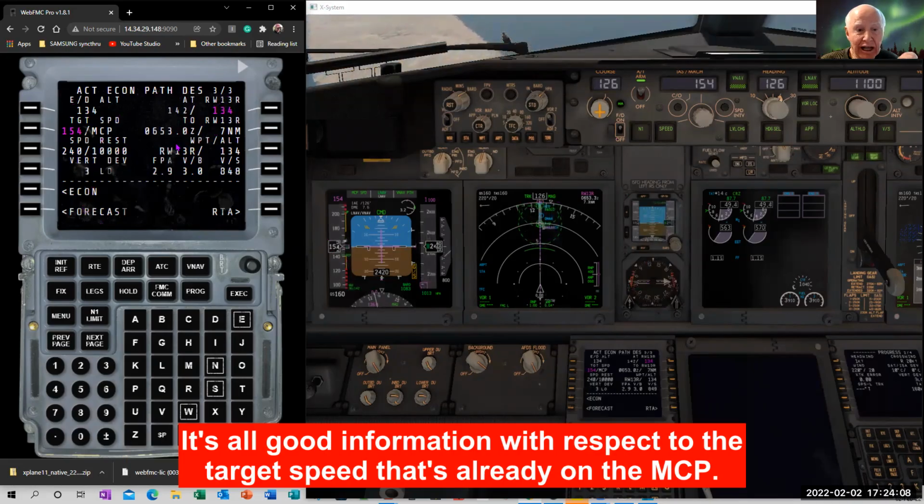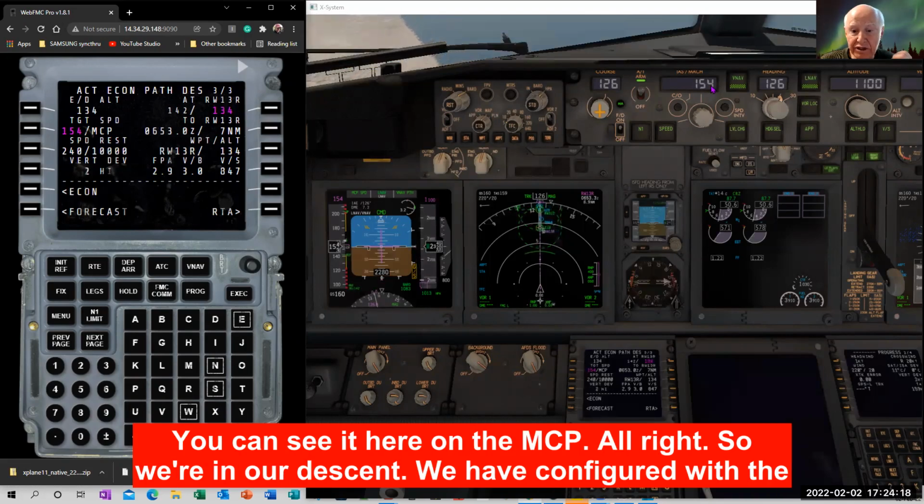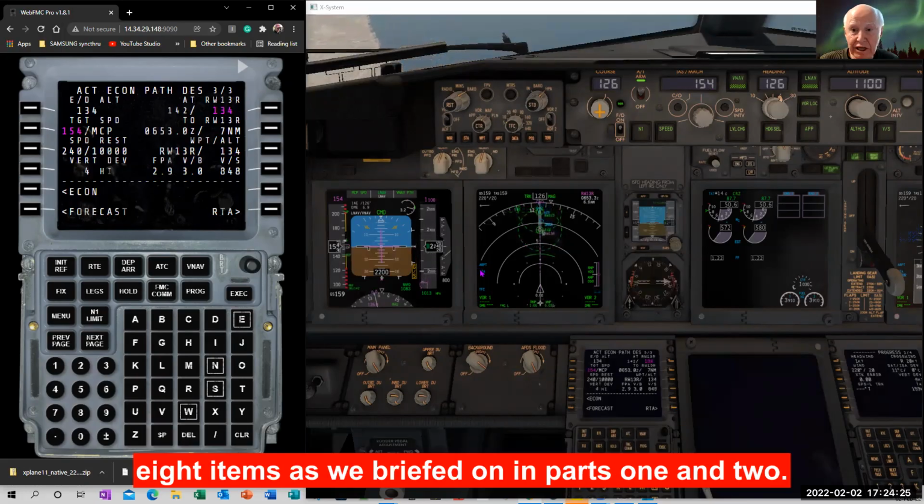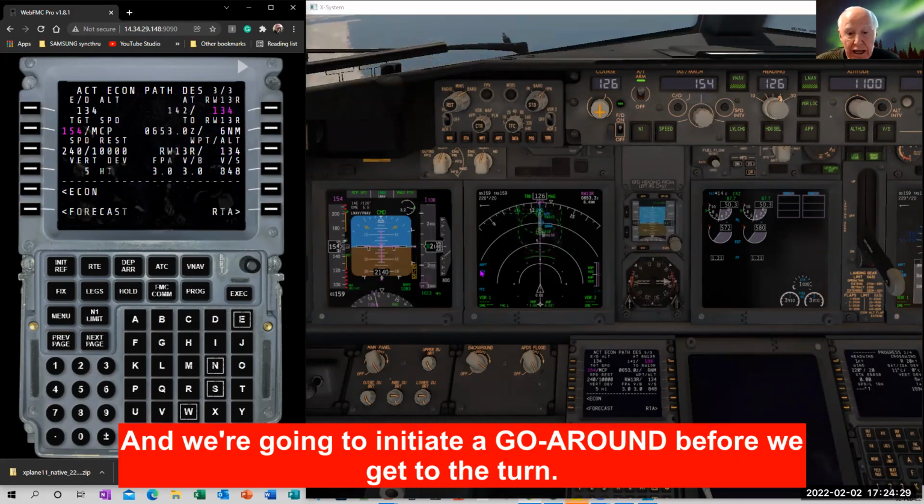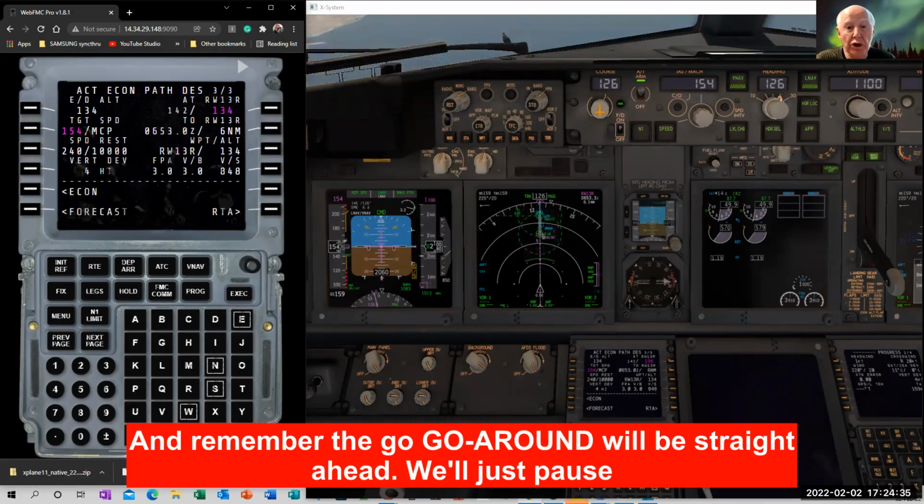It's all good information with respect to the target speed that's already on the MCP. You can see it here on the MCP. All right, so we're in our descent. We have configured with the 8 items as we briefed on in parts 1 and 2. And we're going to initiate a go around before we get to the turn. And remember, the go around will be straight ahead.